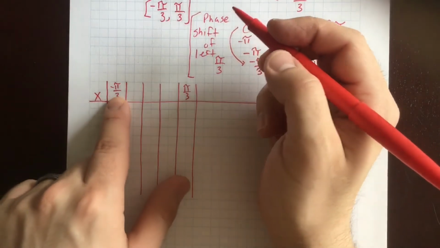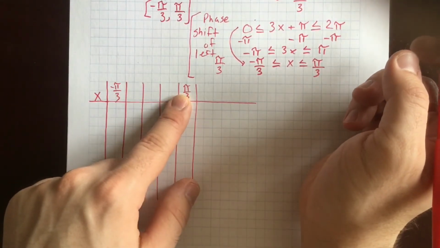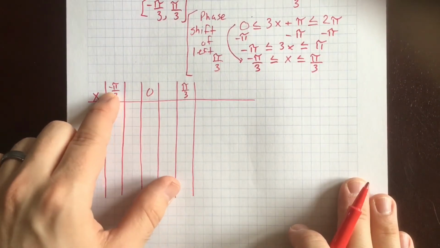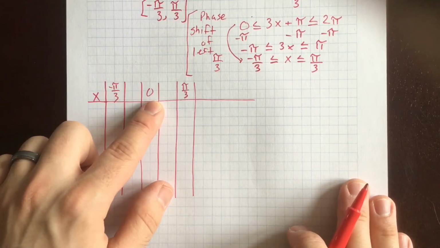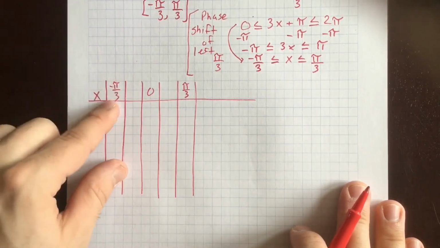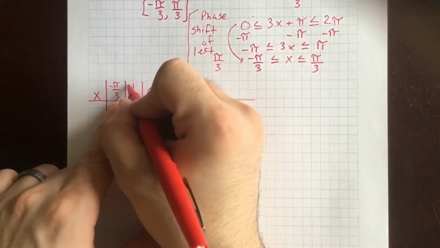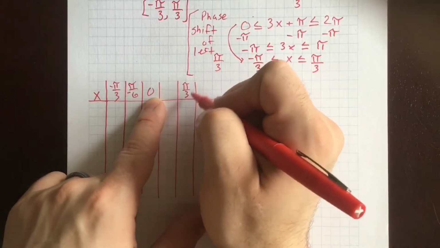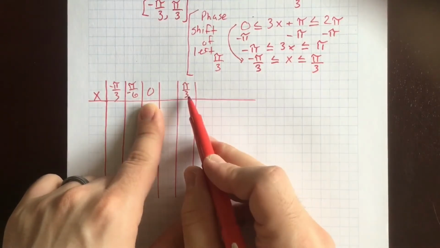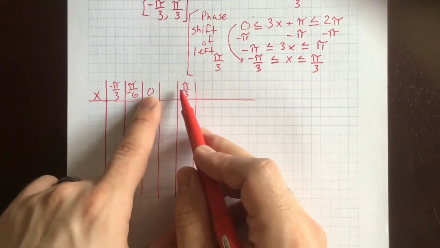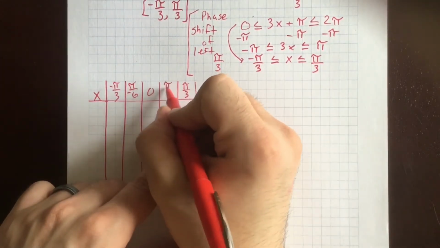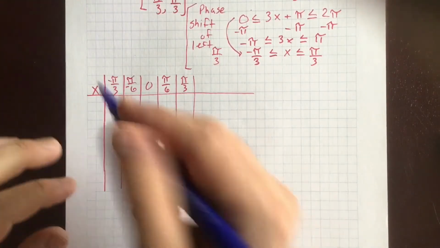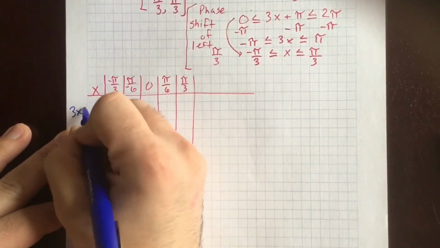Alright. So negative pi over 3 plus pi over 3 is 0. So it's just 0. So negative pi over 3 plus 0 is negative pi over 3. When we divide that by 2, my 3 would become a 6. And then same thing here. Pi over 3 plus 0 would be pi over 3, and then we divide by 2.